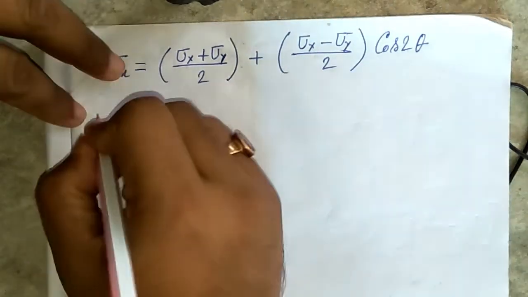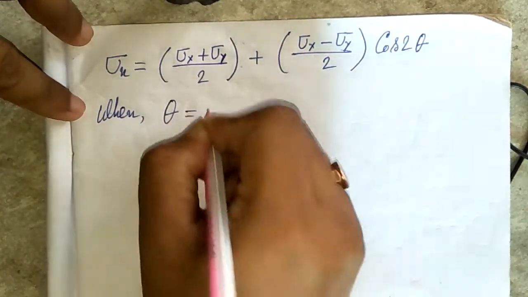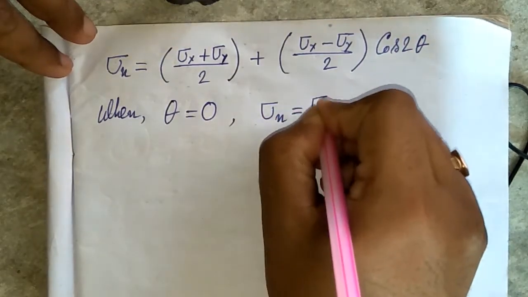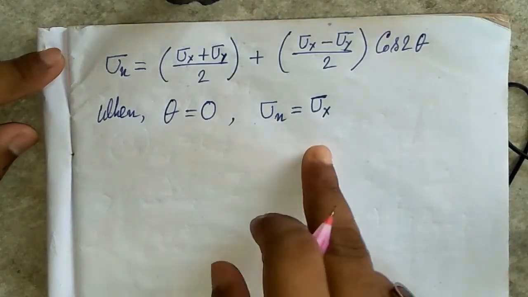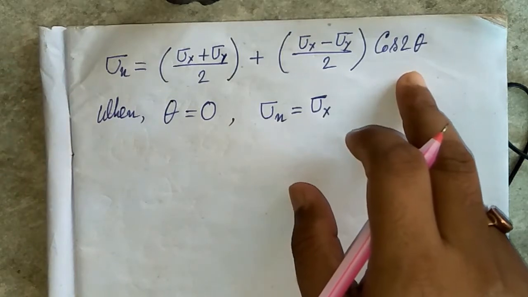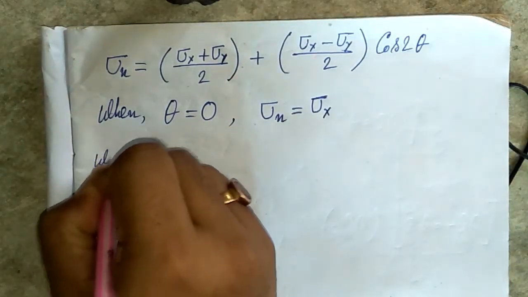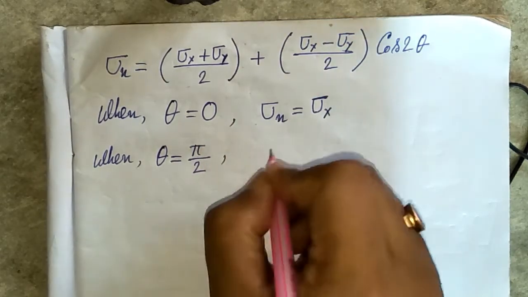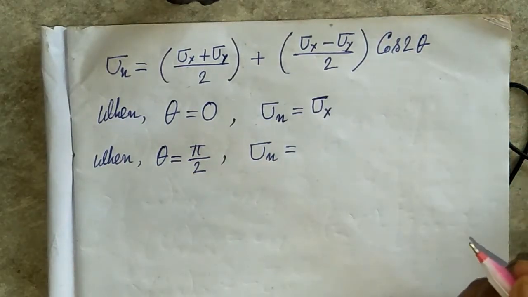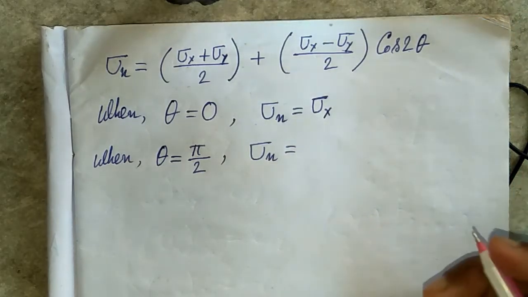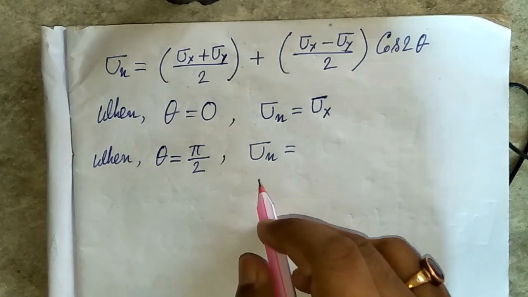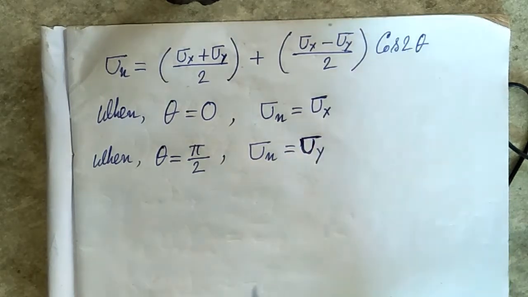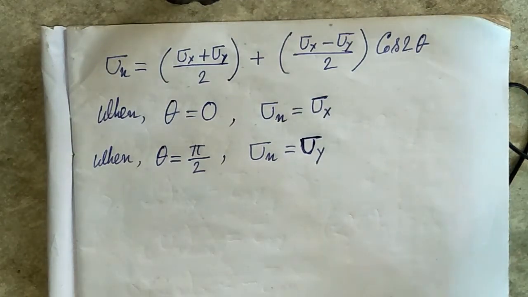When the value of theta is 0, sigma n becomes sigma x, because the value of cos 0 is 1. Again, when the value of theta is pi by 2, the value of sigma n becomes sigma y. So this is the expression for sigma n, the normal stress.